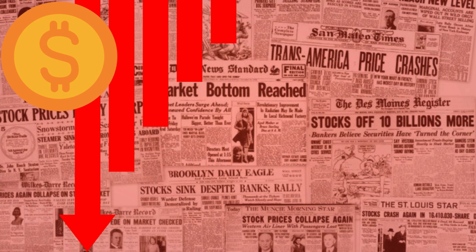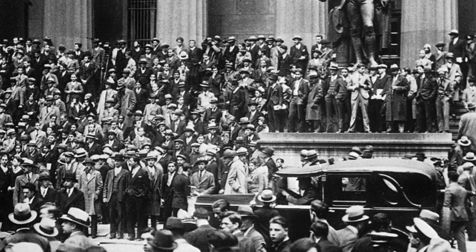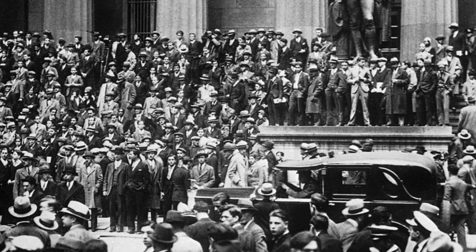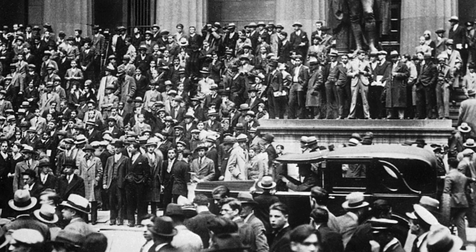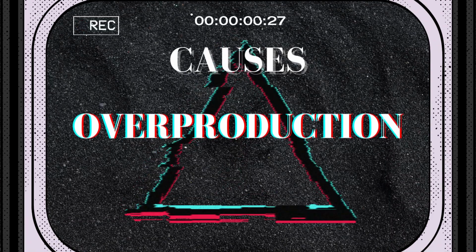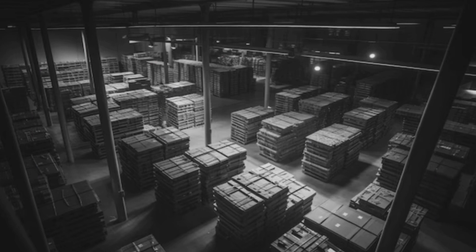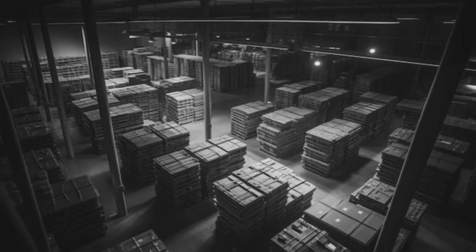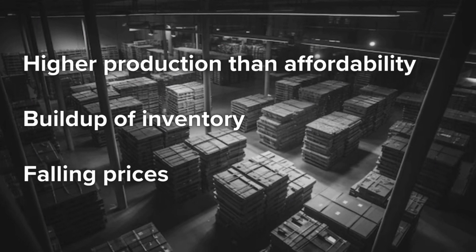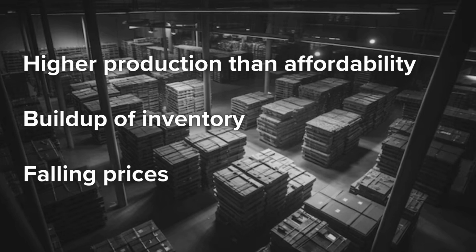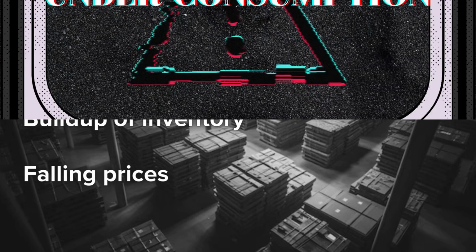But how did all this happen? The Great Depression was a complex event with many causes. Some of them include overproduction. In the 1920s, businesses produced more goods than consumers could afford to buy. This led to a buildup of inventory and falling prices.